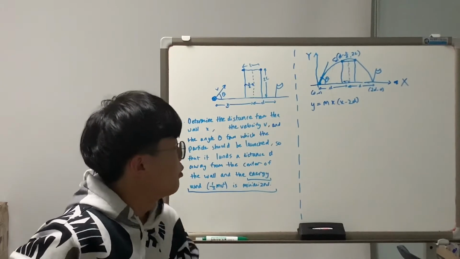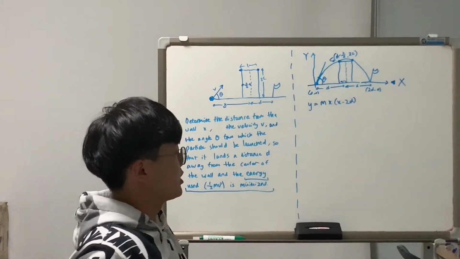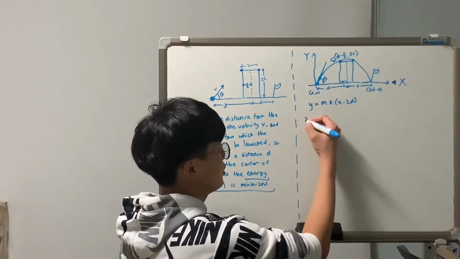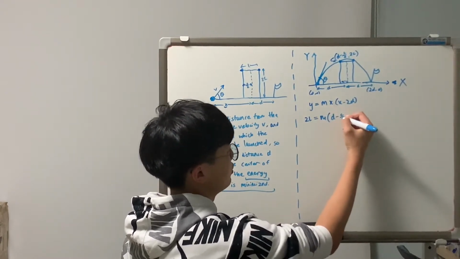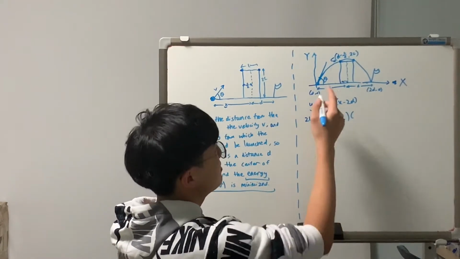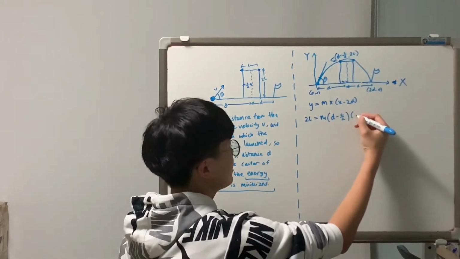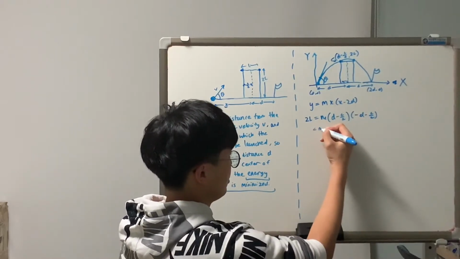And with this point, we could figure out what m is. We could plug these values into this equation and get 2L equal to m times (d minus L over 2) times (d minus L over 2 minus 2d), which is minus (d plus L over 2).